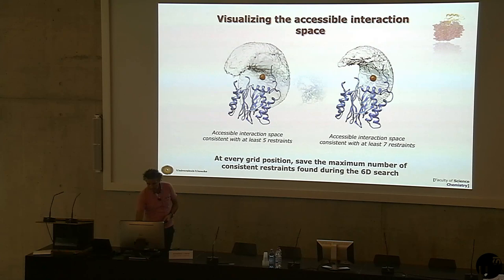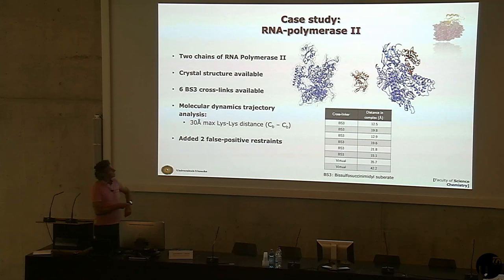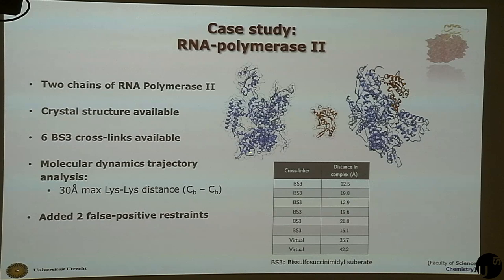So can we detect those false positive data in such a case? This is such an example. RNA polymerase 2, we know the complex. There are six experimental crosslinks that have been described in literature, and we added two false positive ones. So the upper limit for this distance is 30 angstrom, that's what we're using. We added one which is 42 angstrom and one which is 36 angstrom. So in principle, this should not be possible. And then the question is, using this type of analysis, are we able to recover those false positives?